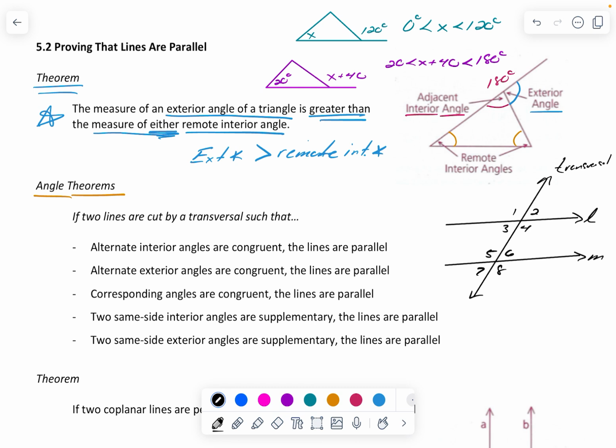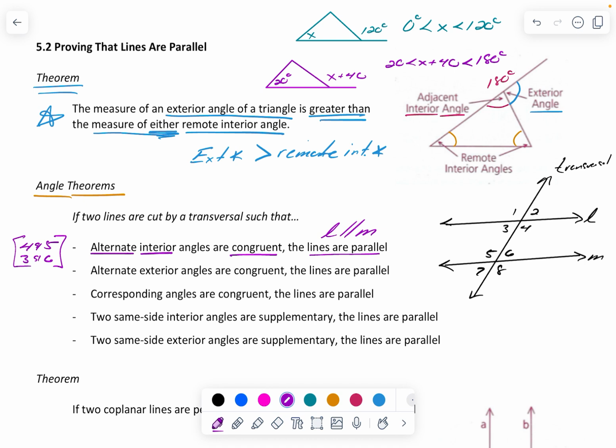So what we know here is if alternate interior angles are congruent. So let's just remind ourselves, alternate interior angles. So that would be like 4 and 5, right? And then also 3 and 6. So if alternate interior angles are congruent, then the lines are parallel. So we would have L parallel to M.